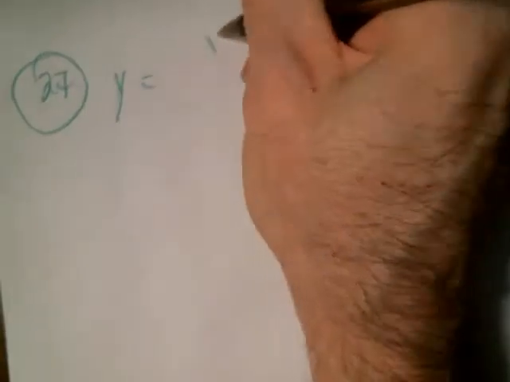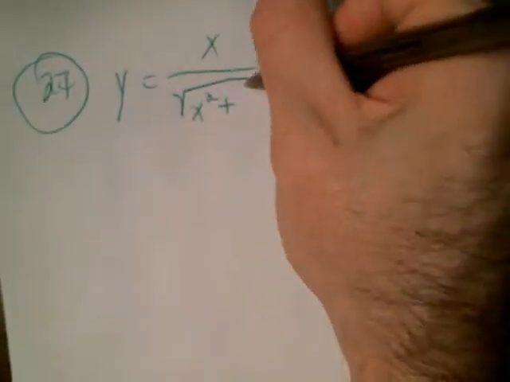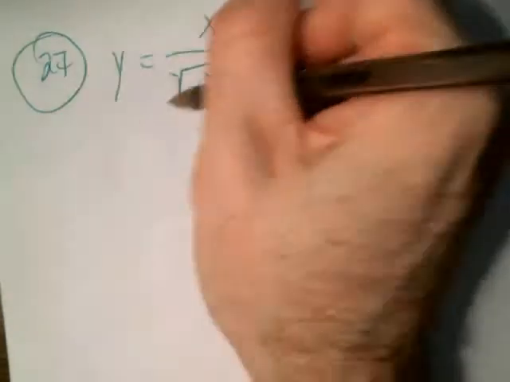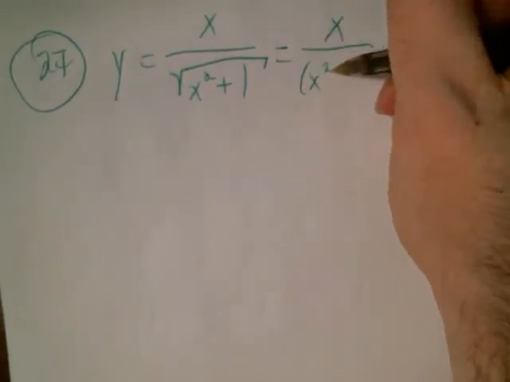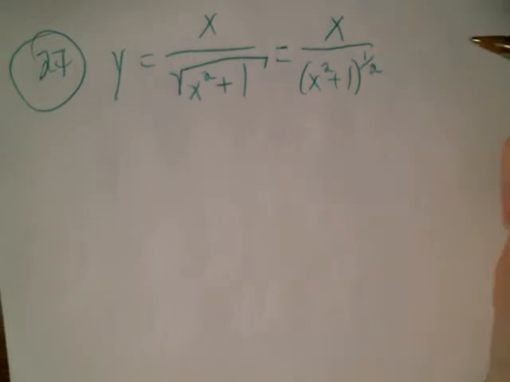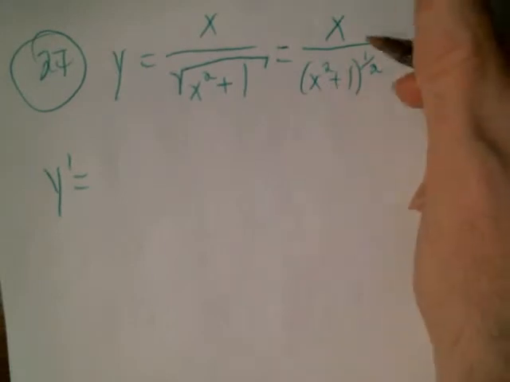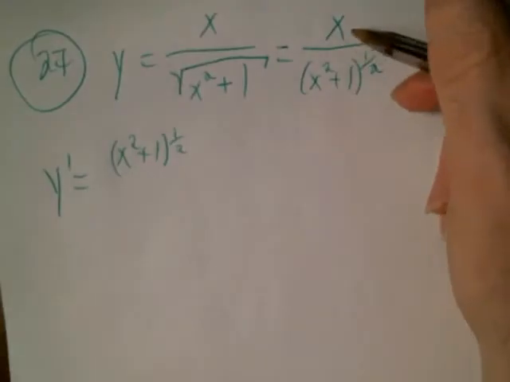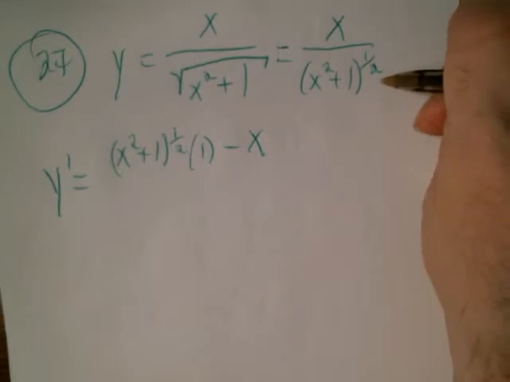This is 27. Y equals x all over the square root of x squared plus 1. Okay. So I probably want to rewrite it with fraction exponents: x squared plus 1 to the 1/2. That'll make my life easier. Quotient rule, y prime. Low d high, so x squared plus 1 to the 1/2 times the derivative of x is just 1, minus high times the derivative of the low.